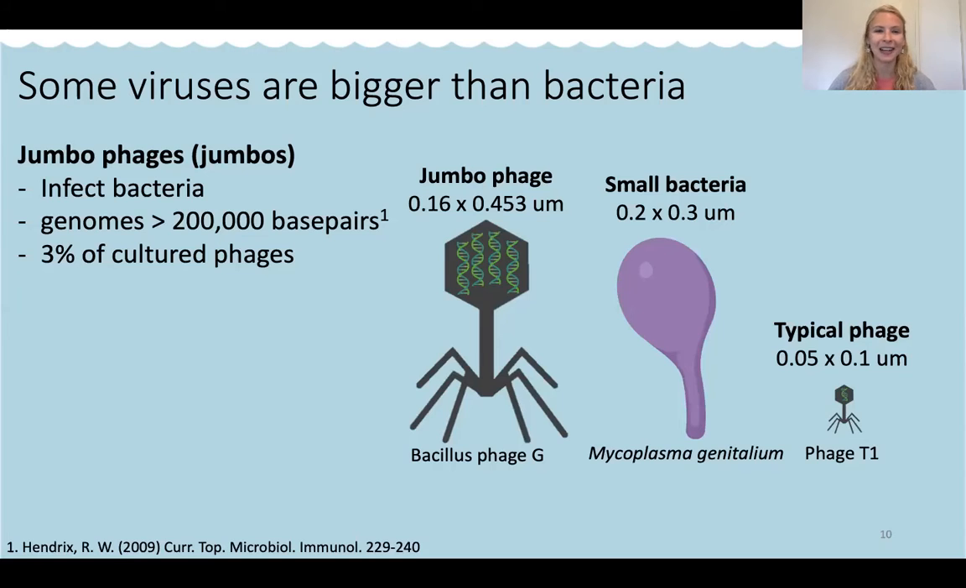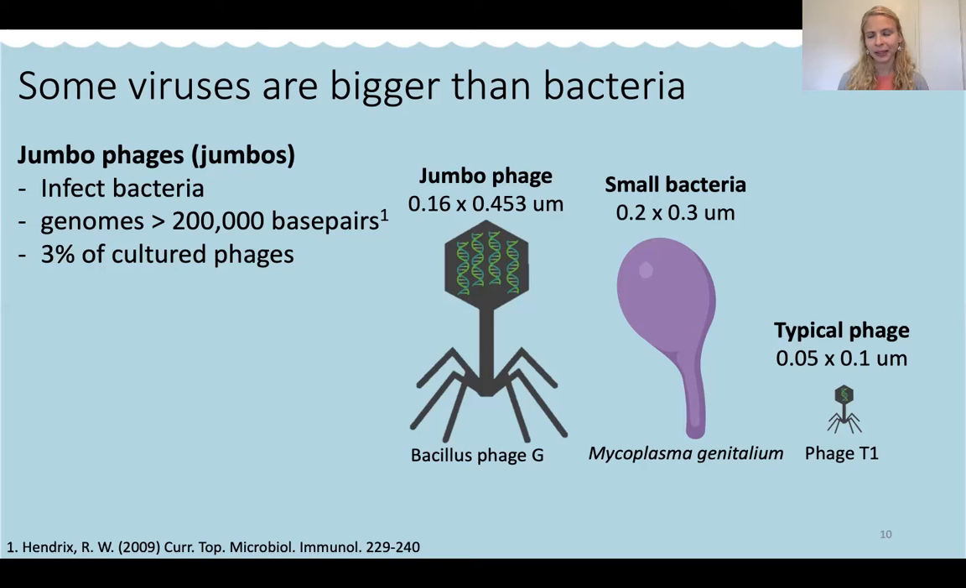Jumbophages are viruses that infect bacteria, and jumbos are defined by having genomes over 200,000 base pairs in length. For reference, the coronavirus genome is 30,000 base pairs in length, and a typical phage genome is 50,000 base pairs in length. So jumbophages are about 4 times the size of a typical phage. I've shown that here with a picture of a jumbophage next to the smallest known bacteria, Mycoplasma genitalium, which is next to your typical phage. So jumbophages can be bigger than bacteria. However, they're thought to be rare in the environment.